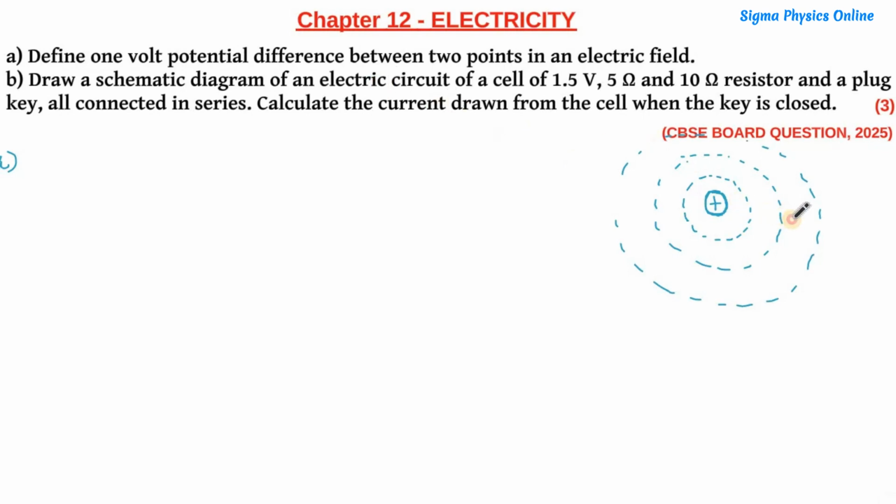Now there are 2 points. Let's say this is point A and this is point B. Now it's given that the potential difference between these 2 points in this electric field is 1 volt. So we have to define 1 volt. Now what is 1 volt? First let's write down, then I'll explain you.